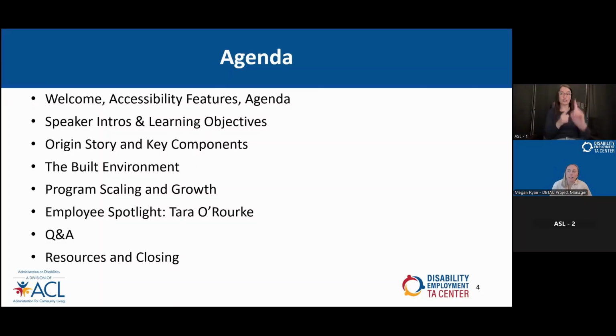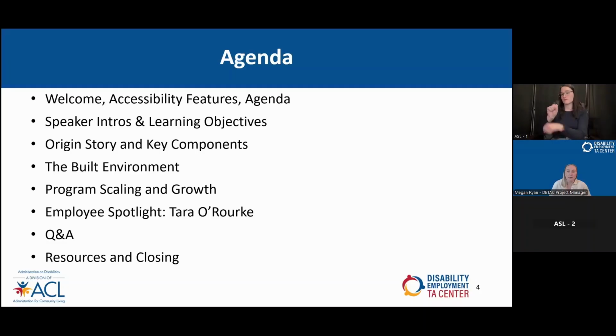Then we'll hear from Susan Harrell from WISE around the origin story and key components of the Microsoft Supported Employment Program. From there, we'll have Emma Ogazuma from Microsoft talk about the role of the built environment and how the physical workspace itself can support employee independence and retention. After that, we'll go to Jillian McGuire from CBRE and part of Microsoft Supported Employment to take us through program scaling and growth over the years.